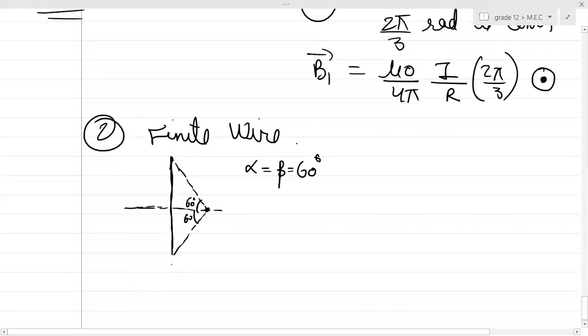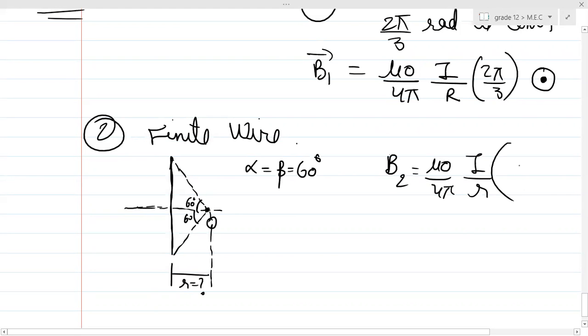You just need to find out this distance from O to the wire. So basically that will be acting as your r, right? So you need to find out that r. We know the formula for this, no? B2 will be equal to mu naught by 4 pi, I by r, into sine alpha plus sine beta. We know this formula already. So we just need to find out this r.